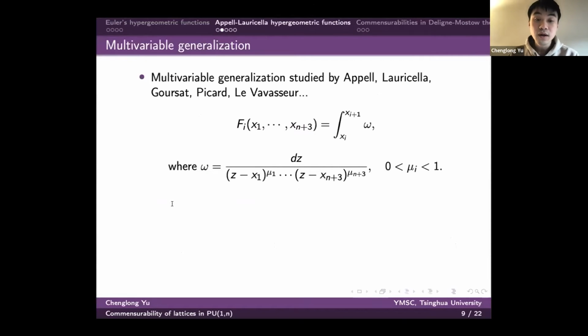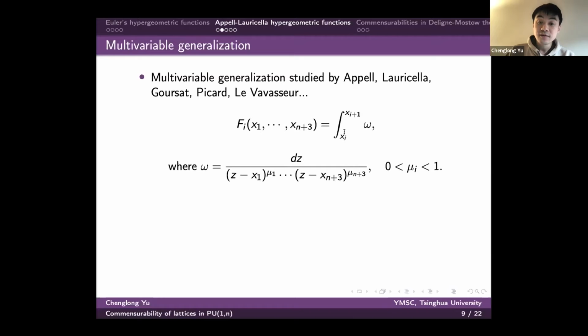Another generalization of the hypergeometric function has been studied by many mathematicians, and is written in this form. Recall that the hypergeometric functions can be represented in some integral form. Here we are taking the integration of a one-form, still on the Riemann sphere. We are taking x1 up to x_{n+3}. These are n+3 points on the Riemann sphere. And we are taking a differential form with some powers, with some rational poles in the denominator.